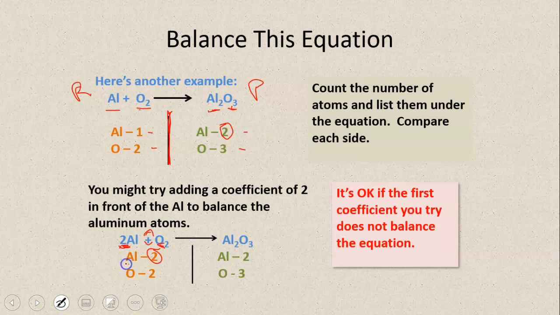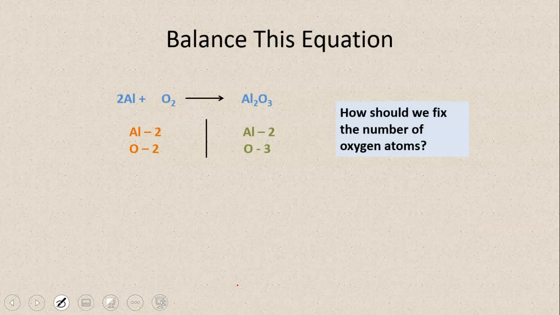So now our aluminums are balanced. However, our oxygens still are not. We've got 2 oxygens, 3 oxygens. It's not balanced. It didn't work. That's okay. Doesn't mean you give up. Just means we try some other things. So let's stick with what we've got. Let's stick with that 2 in front of aluminum, because the aluminum is balanced. So let's see if we can do some messing around with the oxygen to get that balanced.